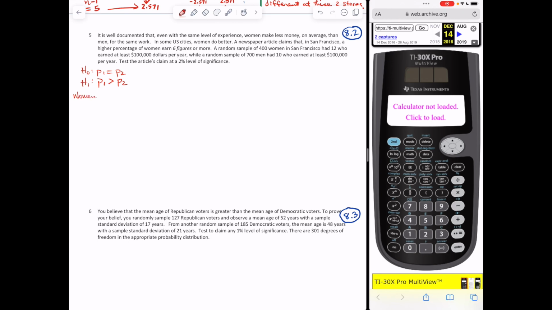Okay, and so for the women, it looks like we had 400 women, and 12 who earned 6 figures. So your N1 for the women is 400, and X is the number of successes. X1 was 12. Okay, and then we'll need a P hat 1. That'll be X1 over N1. So 12 divided by 400.